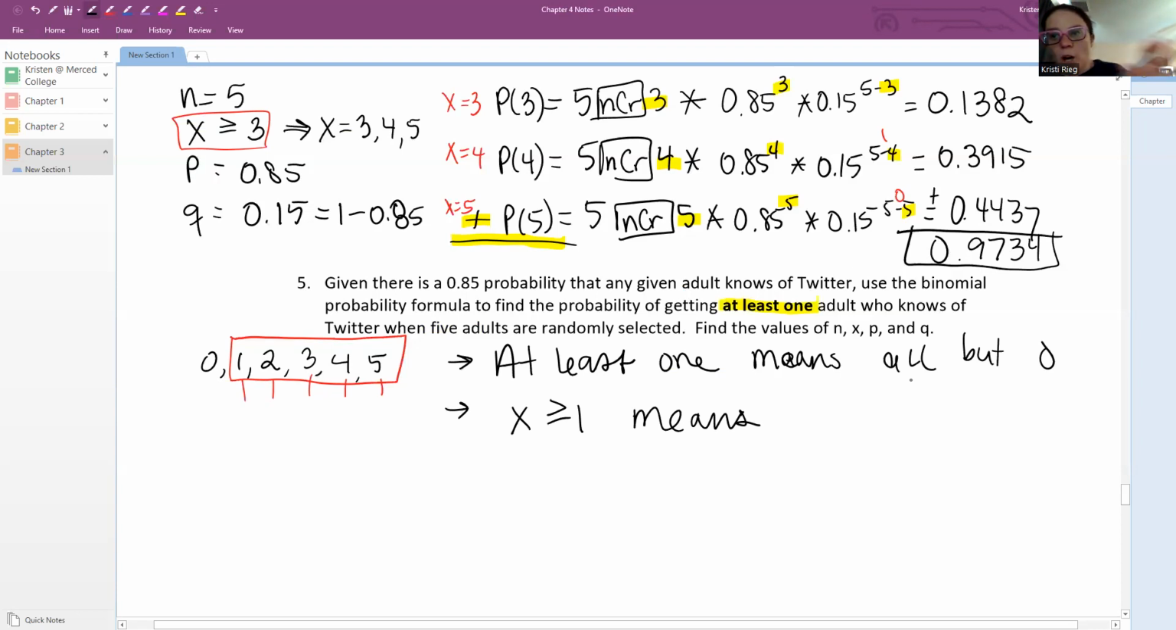1, all the probabilities is 1, except means take away, and 0 means the probability of 0. So at least 1 means we could take everything, which is 1 whole, because all the probabilities added together equals 1 whole, and then we just take away the probability of 0, and we're left with at least 1.